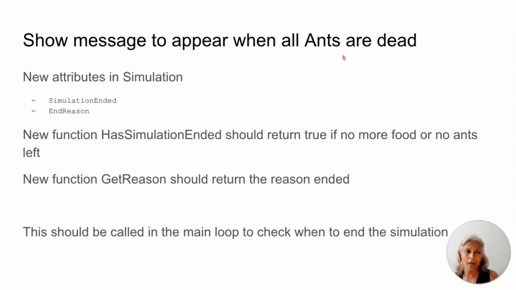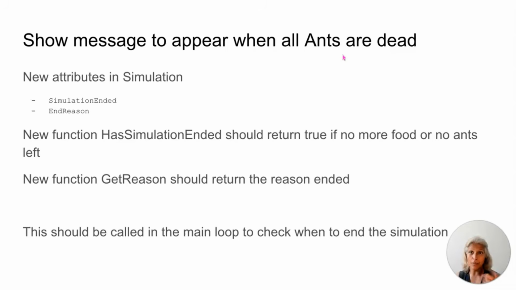I haven't written this myself, but it is definitely in Zigzag, and I've just summarised it here. Add some new attributes in your simulation: a Boolean, simulation ended, and a piece of text that says end reason. Then add some new functions to return true if there's no more food or no more ants, and a reason that is one of the two. I like this. I'm getting a good feeling about this one.